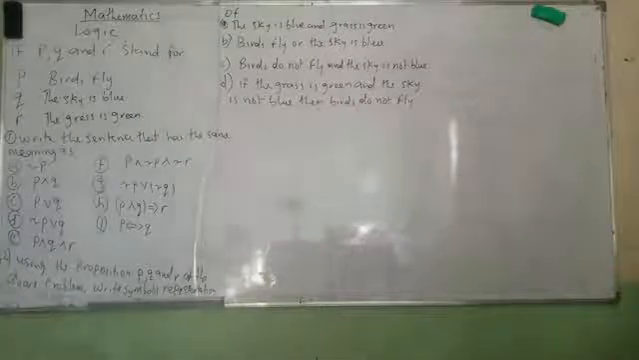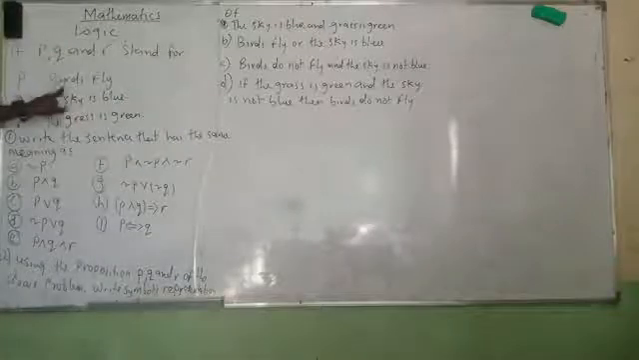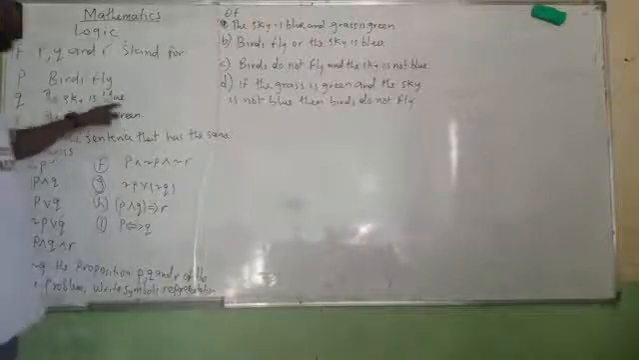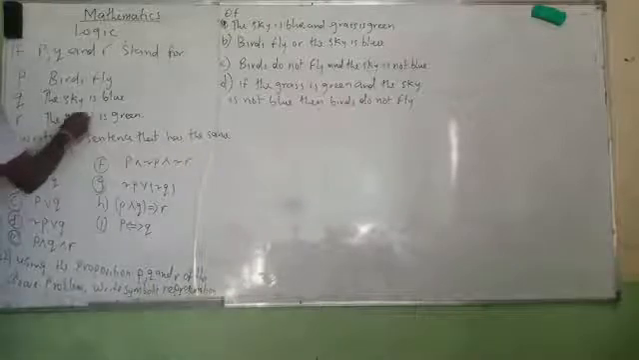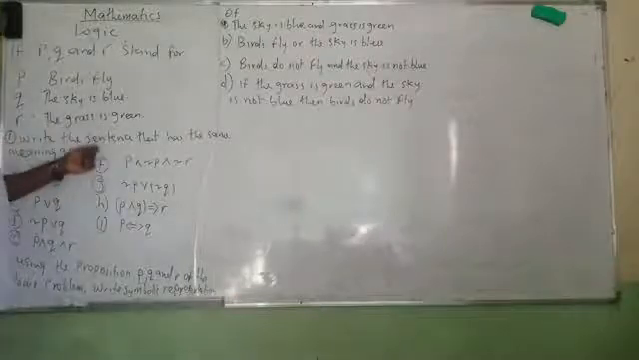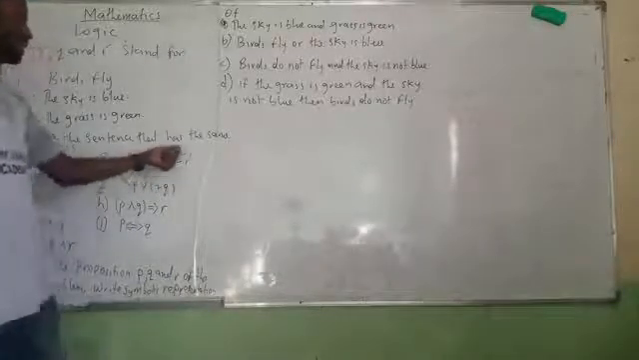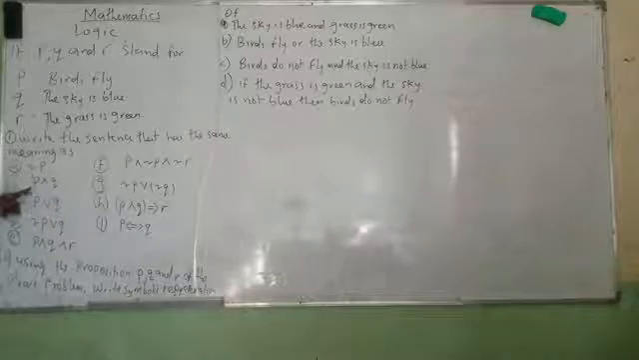Okay, look at this question. Okay, let's work on this statement. If P, Q, and R stand for, P stands for birds fly. Q stands for the sky is blue. R stands for the grass. This is grass, sorry. The grass is green. Now, number one, write the sentence that has the same meaning as this.